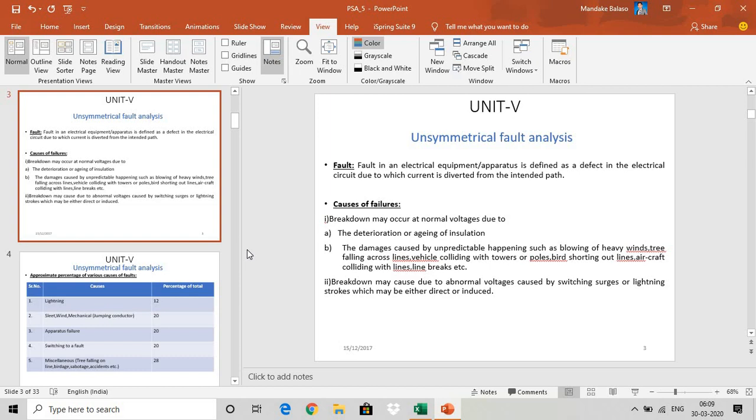The second reason is damage caused by unpredictable happenings, such as blowing of heavy wind, a tree falling across the line, a vehicle colliding with the tower or poles, birds shorting the lines, aircraft colliding with the lines, line breaks, etc. These are external or mechanical reasons because of which breakdown may occur. Now, the second cause: breakdown may be caused by abnormal voltages, and it may be caused by switching surges or lightning strokes, which may be either direct or induced. That means the breakdown may occur at normal voltages or abnormal voltages because of different reasons.